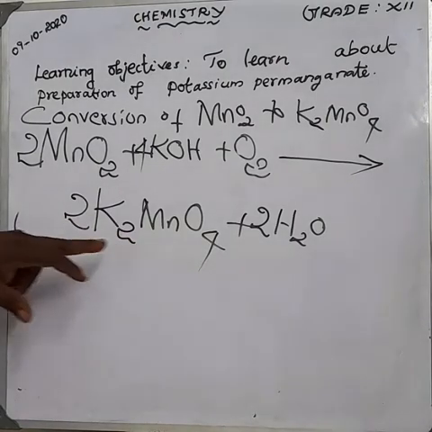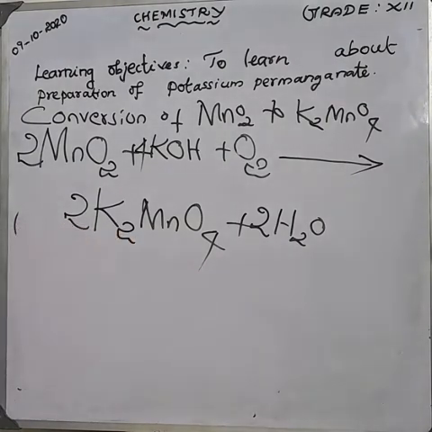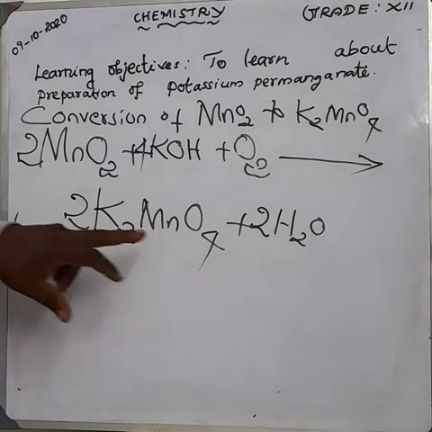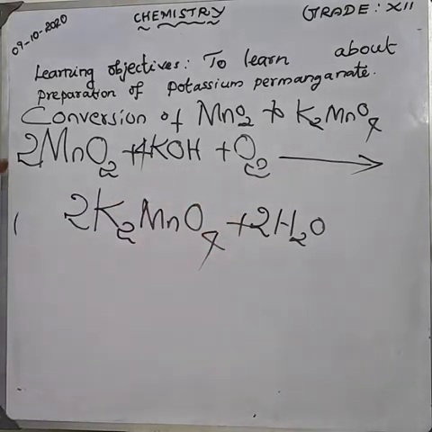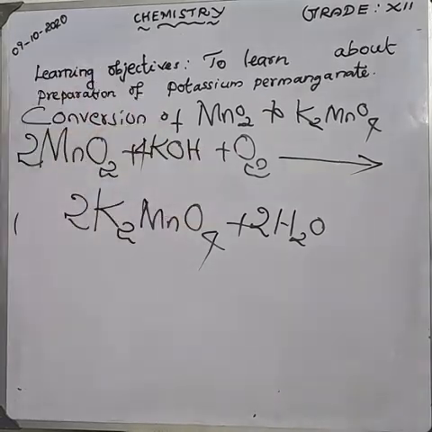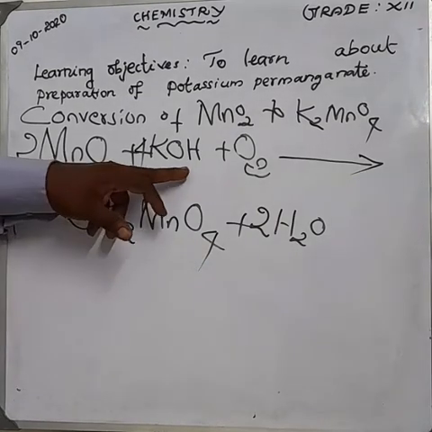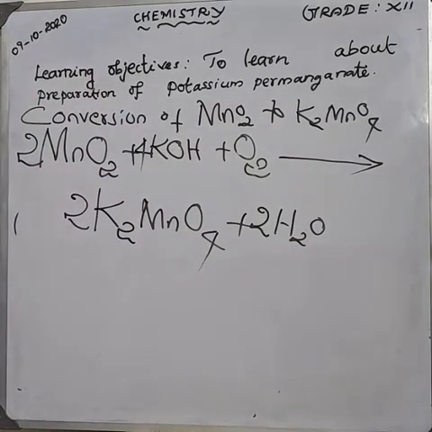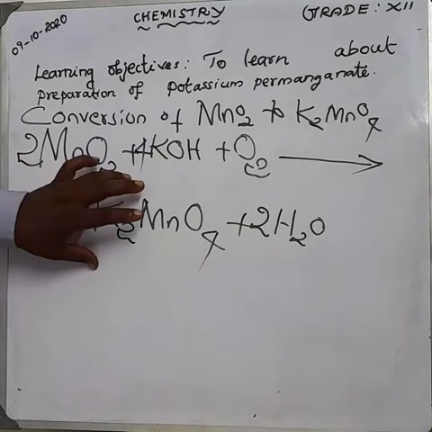Here 2 plus 4, 6, 6 plus 2, 8. Here 4 into 2, 8, 8 plus 2, 10. Here 2 into 2, 4, 4 plus 4, 4 plus 8 plus 2, 10. Now we have made it balanced. What about the hydrogen? 4 hydrogen, 4 hydrogen. Everything is balanced. Next, this is the formula for potassium manganate.